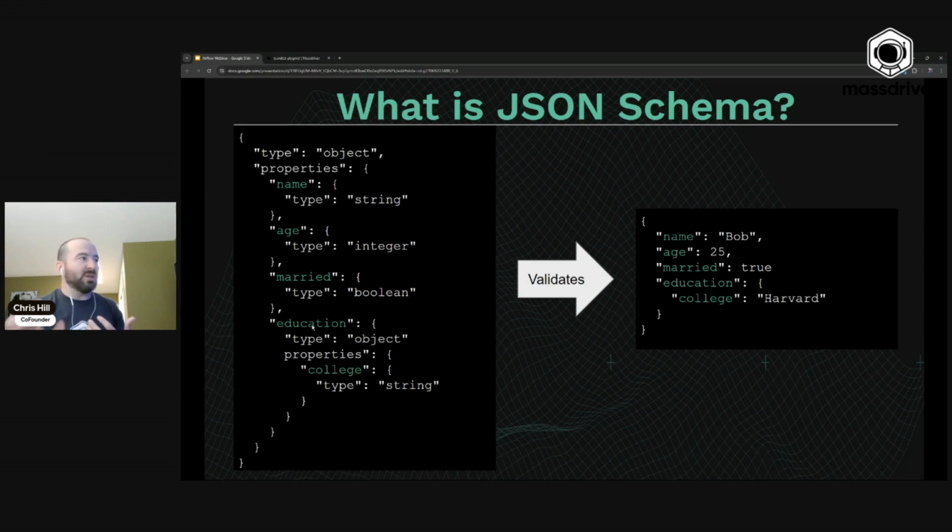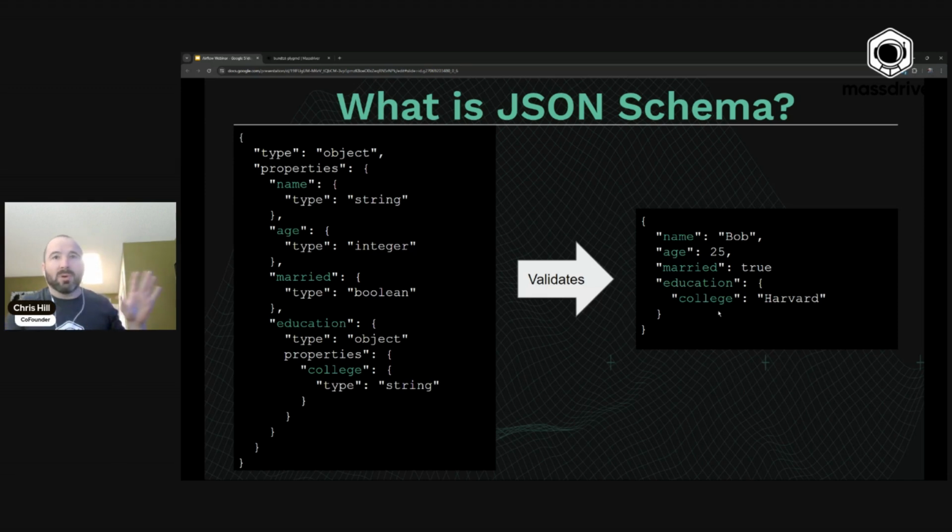And then we have education, which is an object, and you'll see it is an object over here. It is wrapped inside these curly braces, and within that object we have another property named college, which is a string, and you'll see that that shows up over here as well. Now, this allows us to define the expected structure.